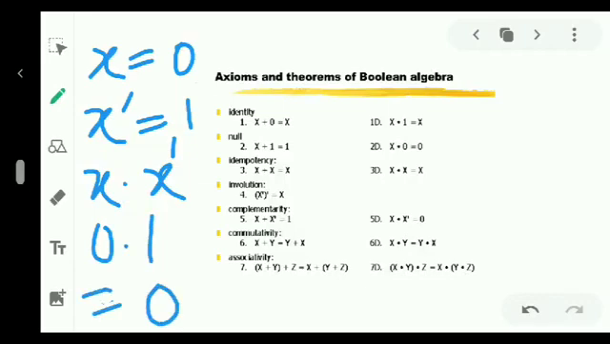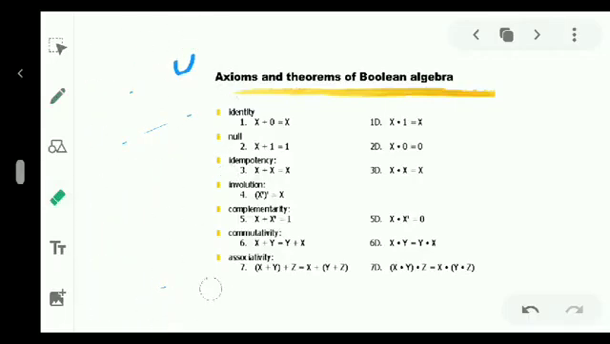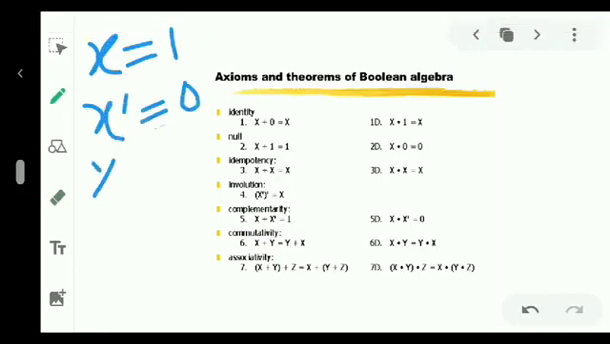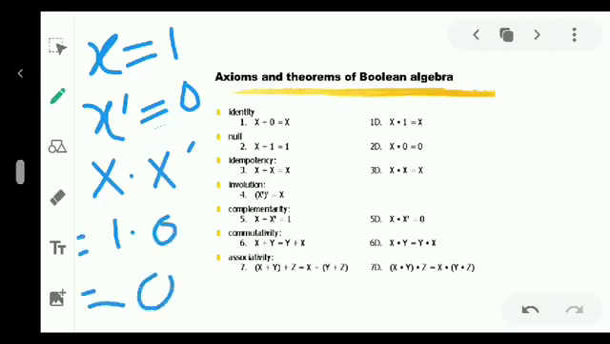Now we will check for the x value of 1. X value equals to 1. Then x bar value will be 0. So x into x bar gives you the result 1 into 0. So 1 into 0 means also 0. So in this way we can prove the complementarity rule also.